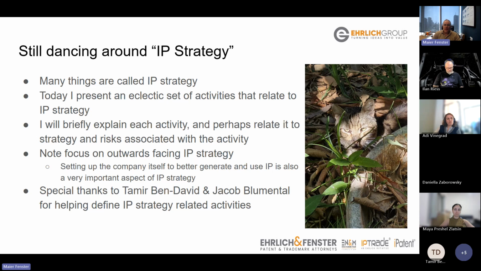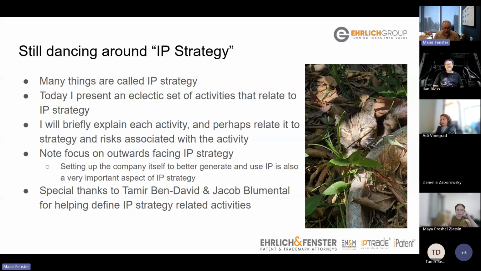So this is part of still dancing around the issue of IP strategy. There are a lot of things that are called IP strategy. And again, instead of trying to define what it is, what I thought would be helpful in trying to nibble at this watermelon is to look at activities which, when you do them in IP, relate to IP strategy. I will explain for each activity what the connection is to IP strategy, as compared to regular ongoing IP activity.